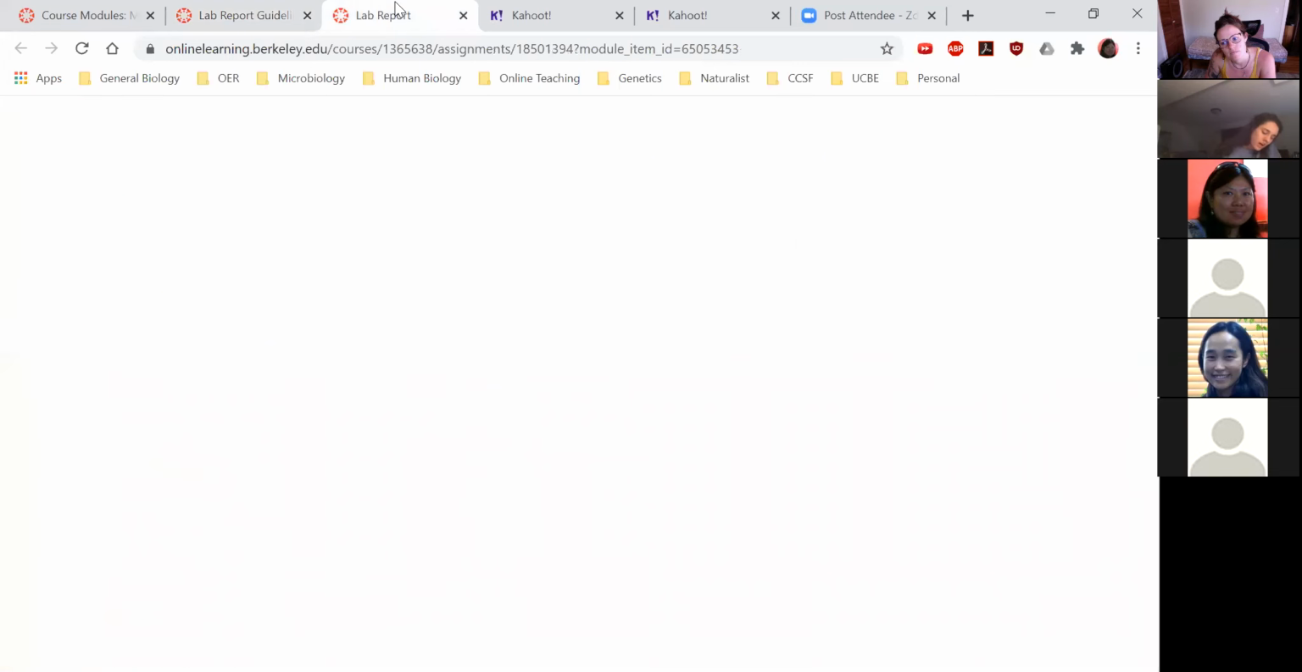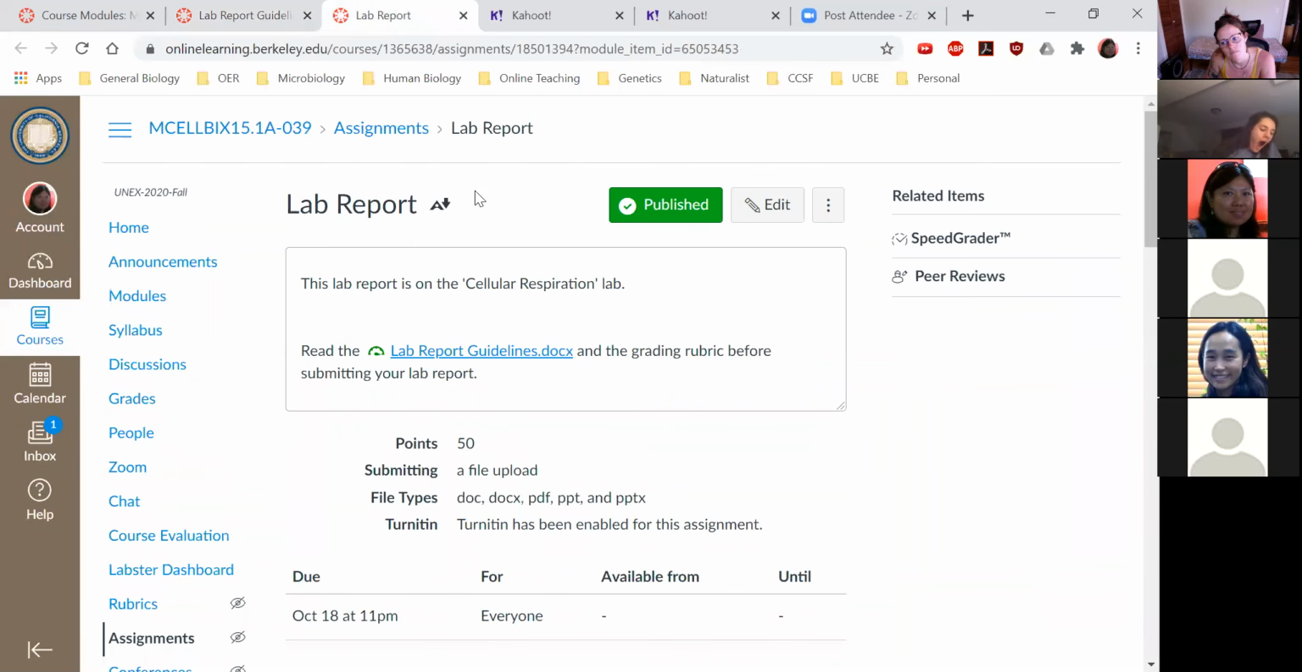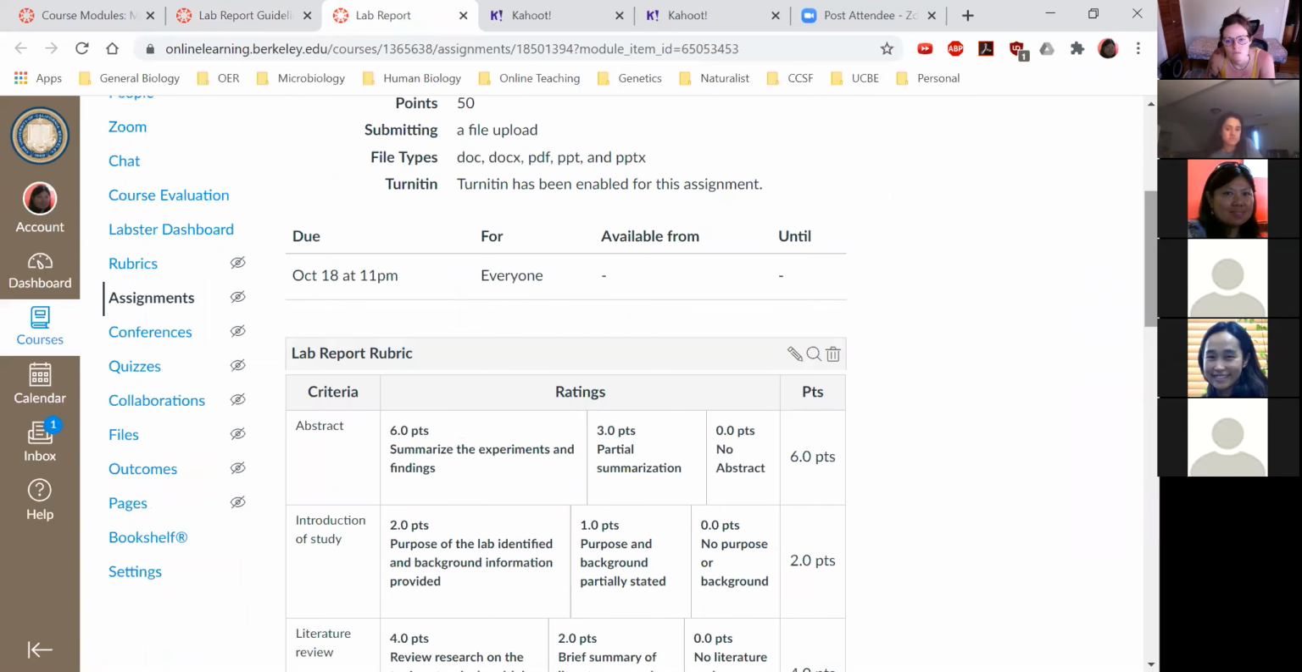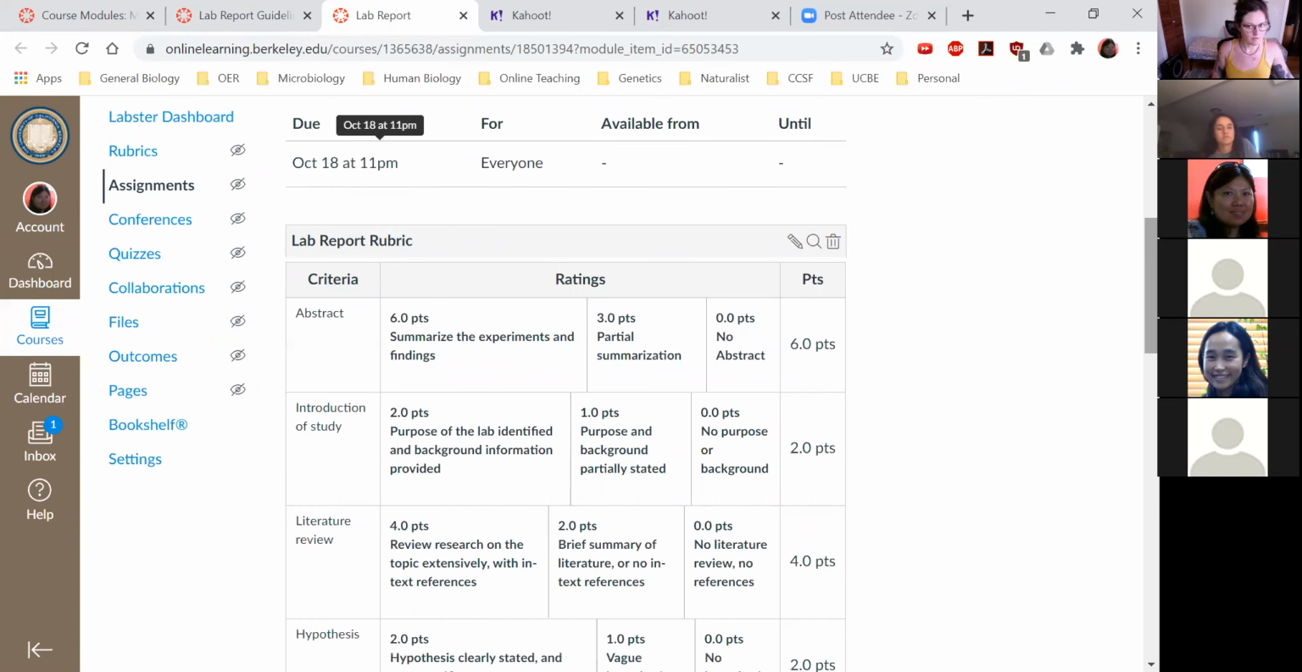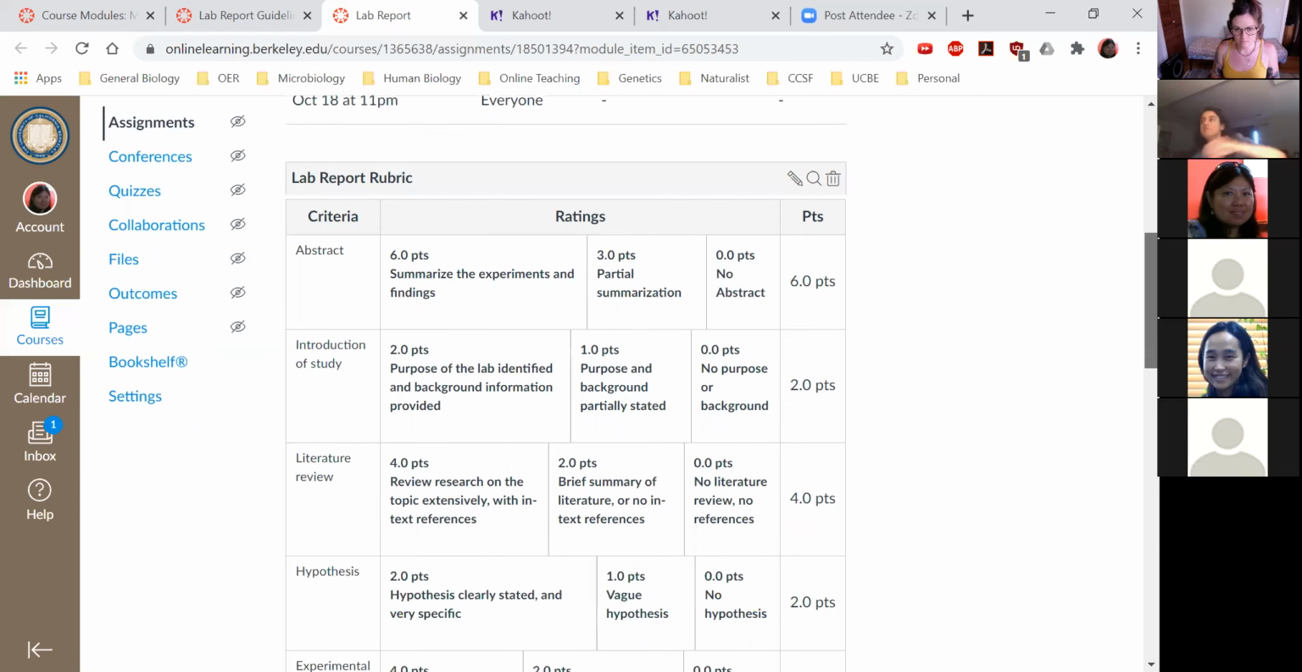And so when you do go in and turn in your lab report, this is what the assignment kind of looks like. But the report also has a rubric attached to it. So before you write and submit your report, and by the way, the report is due on October 18th. We do the lab next week, and then you have, I think, 2 weeks from there to write the report.